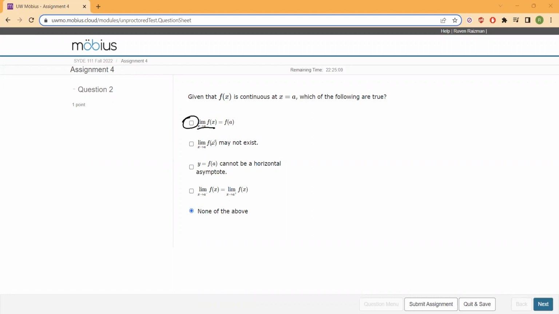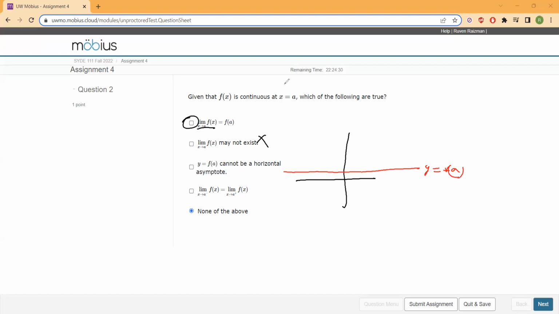The limit as x approaches a of f of x may not exist. No, this has to exist all around, so this is not true. y equals f of a cannot be a horizontal asymptote. That's not true because what can happen is, if we get something like this, then this is f of a, y equals f of a.